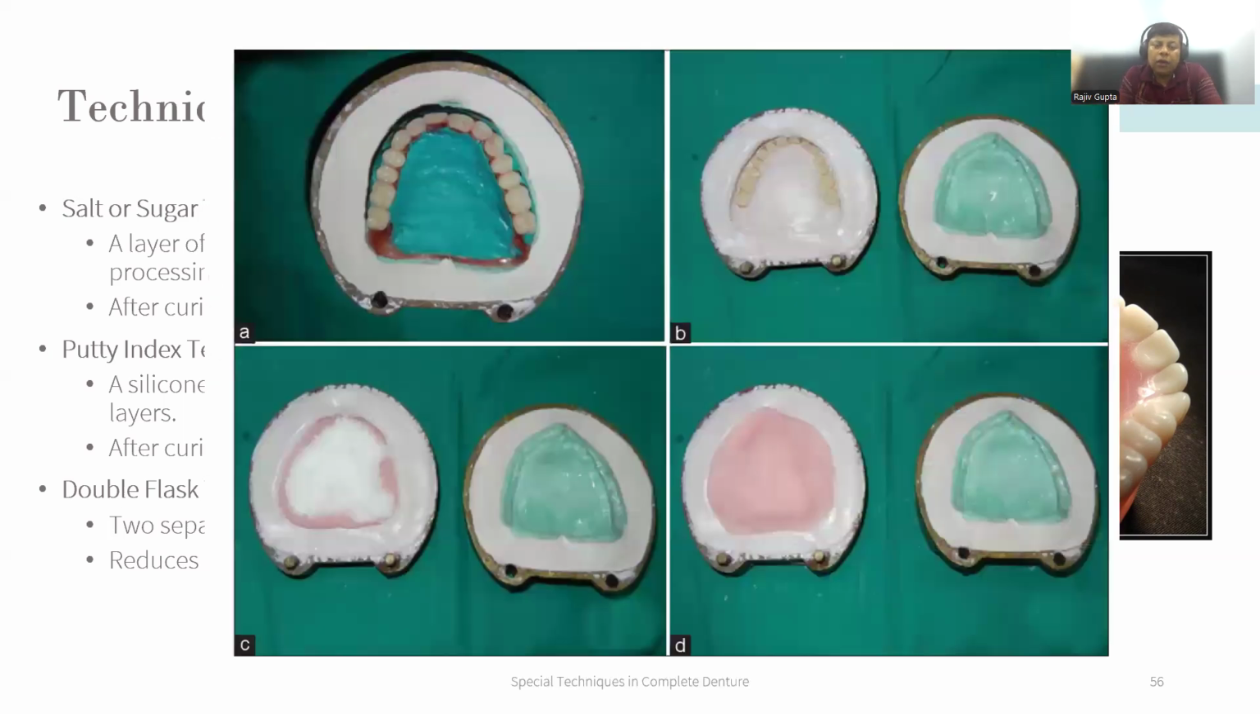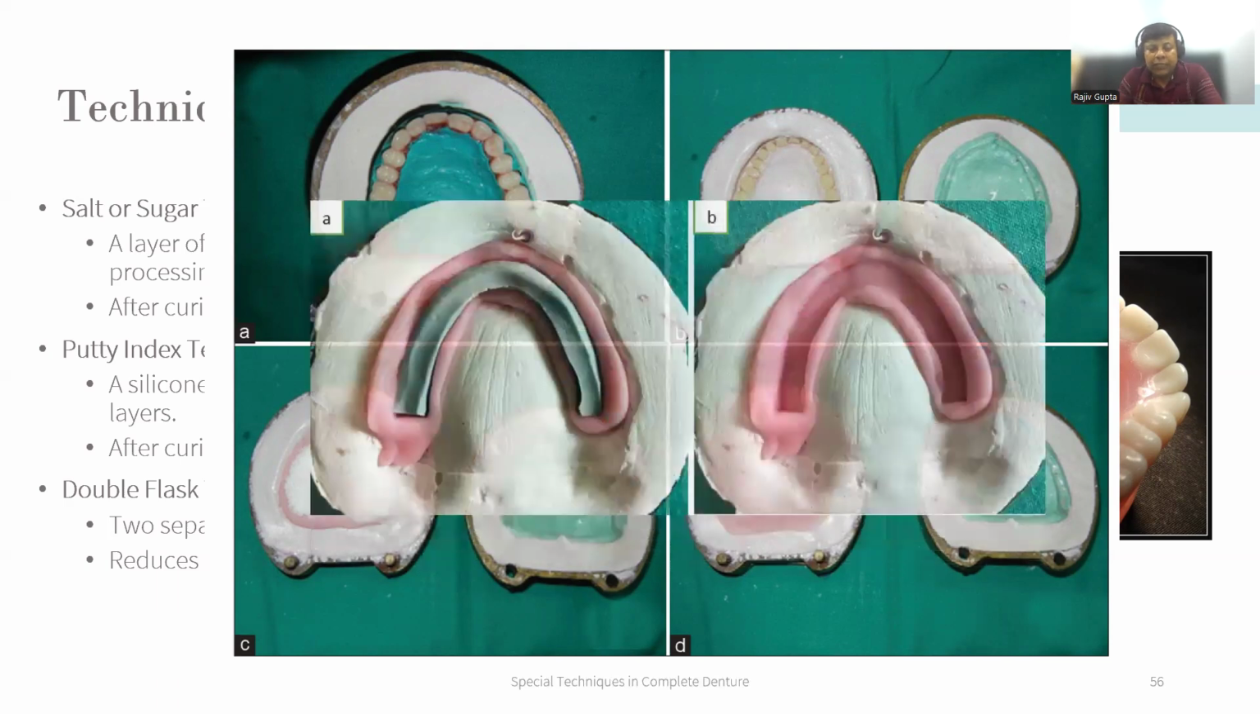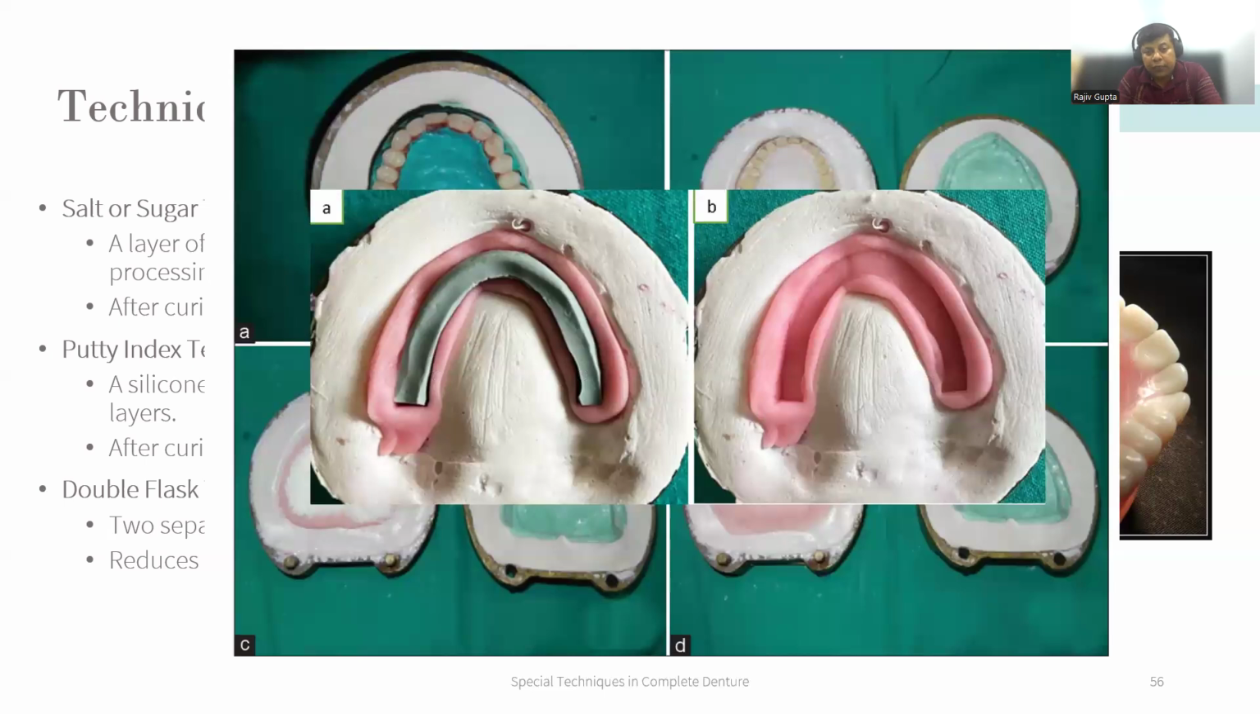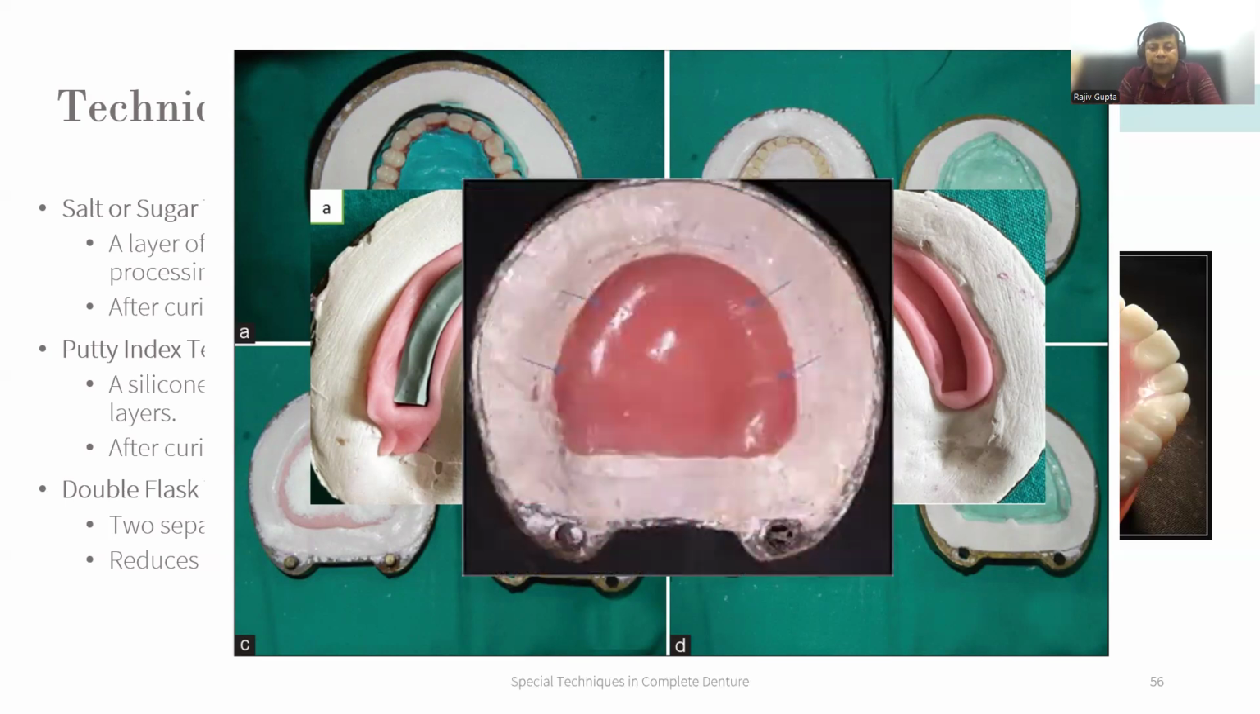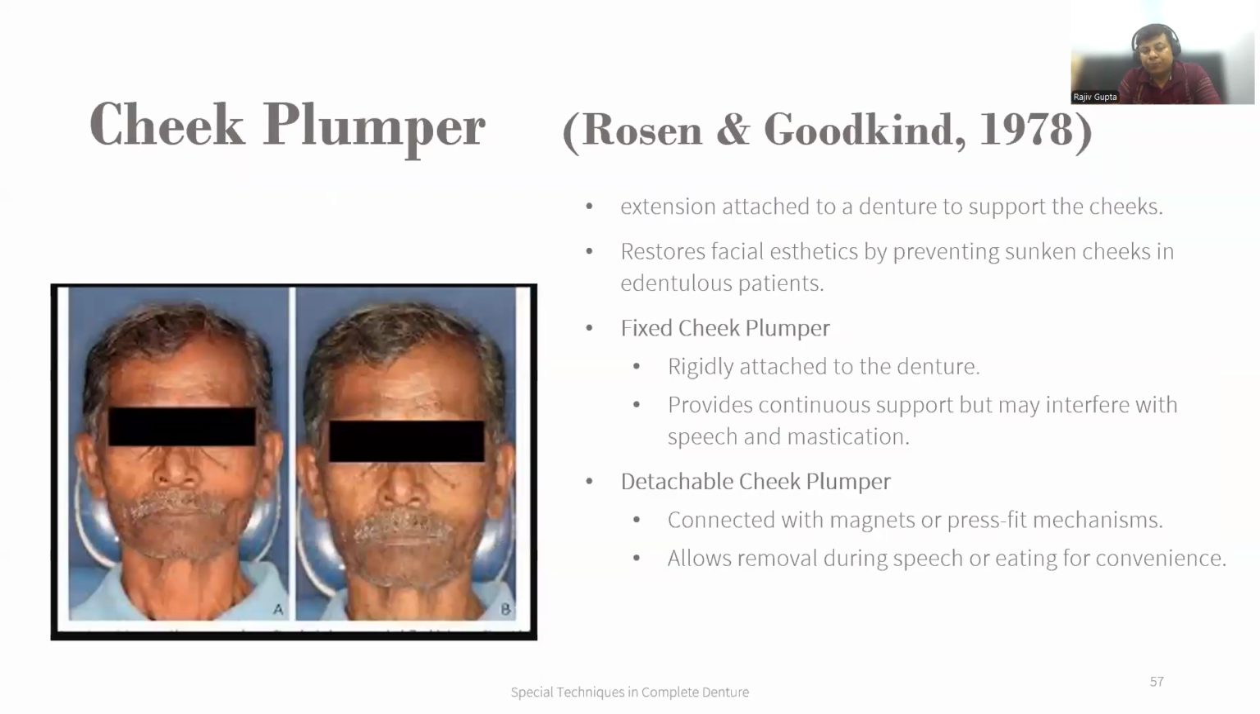So this is an example of how the salt and sugar technique has been used. When we are packing it, we put a layer of the salt or the sugar, and then we process the denture. Once it has been done, it can be removed. This is an example of a putty index technique in which we are putting a putty when we are fabricating or processing the denture, and later on we can make a hole and this putty can be taken out, so that the hollow area will help in making the denture hollow and lightweight. And this is when we are fabricating two parts separately and then finally joining them together.